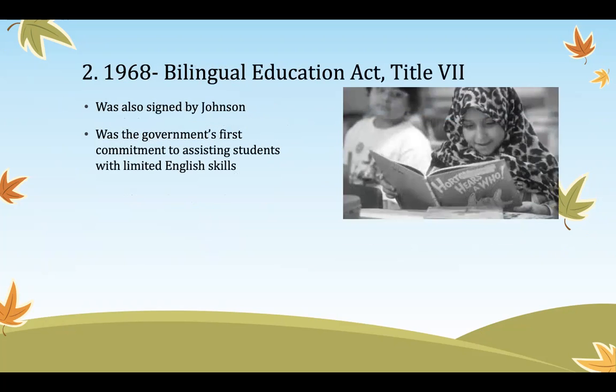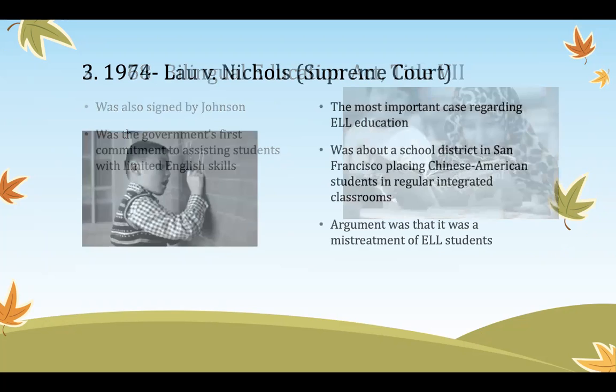Then we have the Bilingual Education Act, the Title VII, which is from 1968, and all of my amendments are to this act that I have listed here on the different dates. This was also signed by Johnson, and it was the government's first commitment to assisting students with limited English skills. So this is where we first started working on ELL students and their rights.